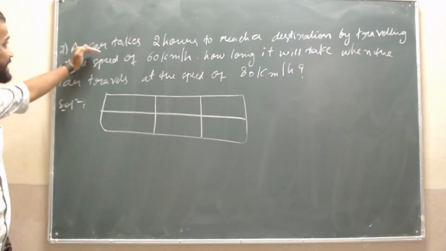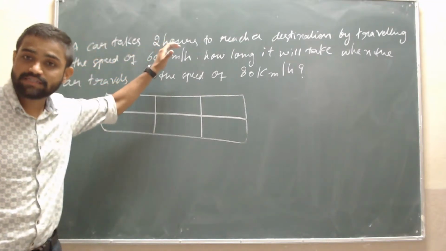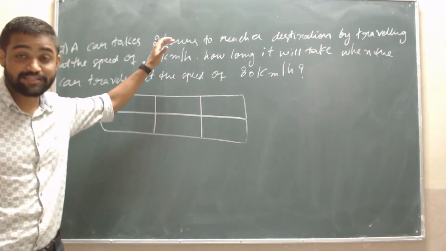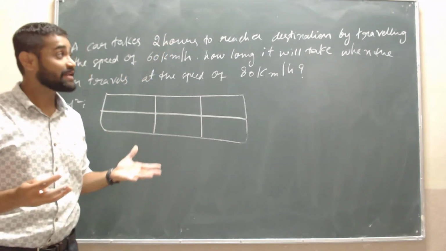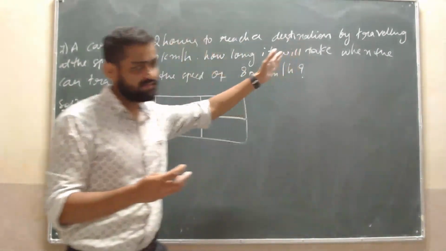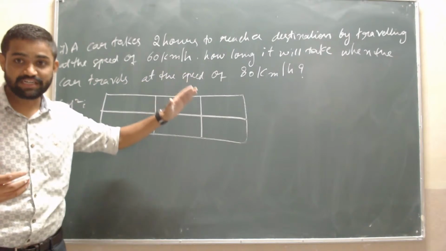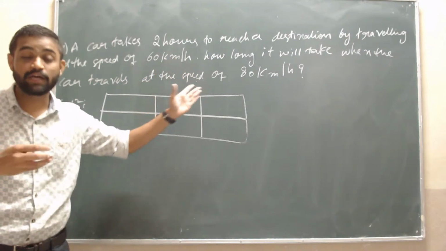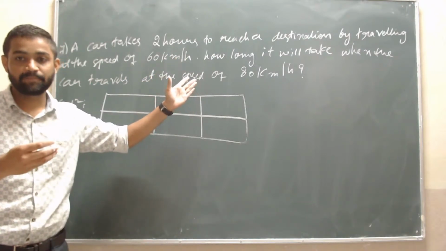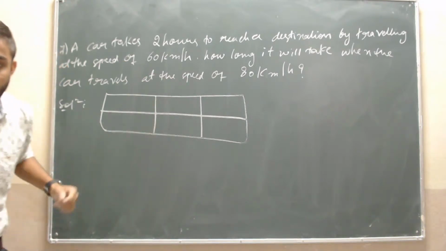The first half of the question is the car takes 2 hours. What is the 2 hours? Is 2 hours time or a speed? Then the destination, that's simple. And traveling 60 km per hour, what is that? Whether that is a distance or a speed or whatever it may be, you have to comment to me.